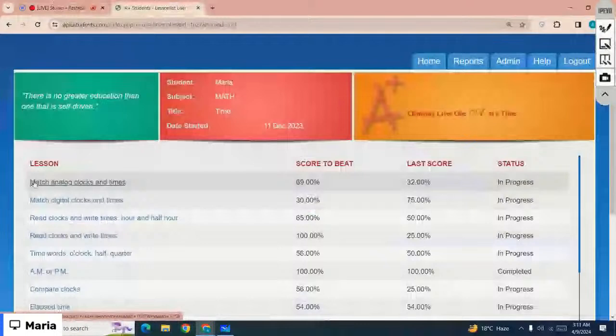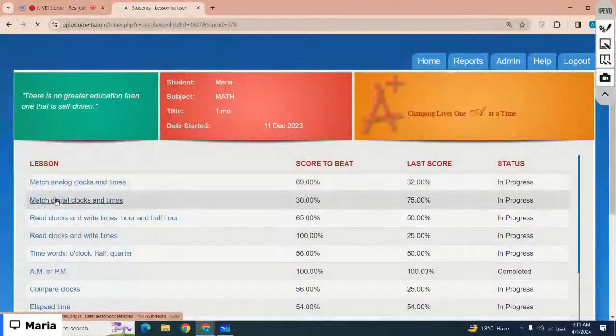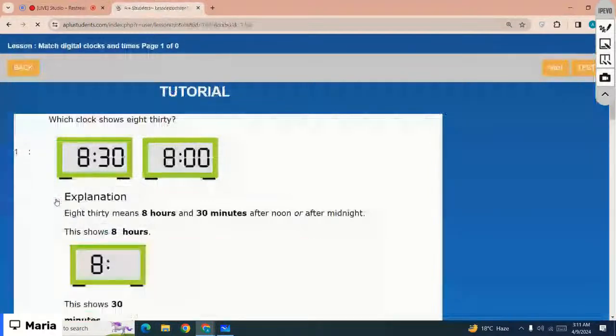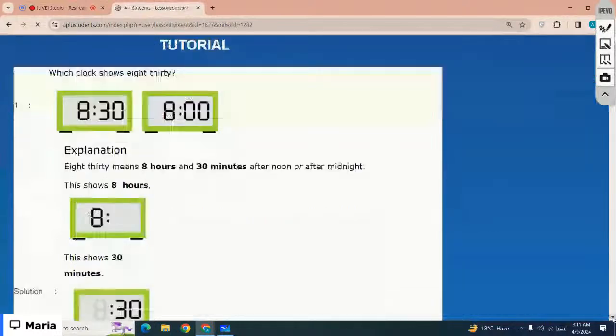We're going to start with the next lesson, that is match digital clocks and times. Okay, which clock shows 8:30? You are given two clocks. You have to see which one shows 8:30. Can you see and hear me now?